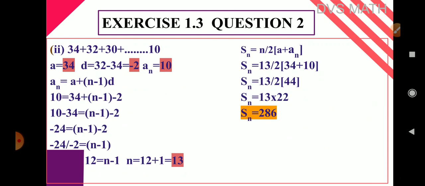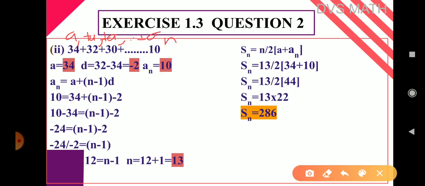Exercise 1.3 question number 2. So 34 plus 32 plus 30 plus so on up to 10. Here the last term is 10. So this is a1, a2, a3, so on. This is an. Here, instead, they gave plus.